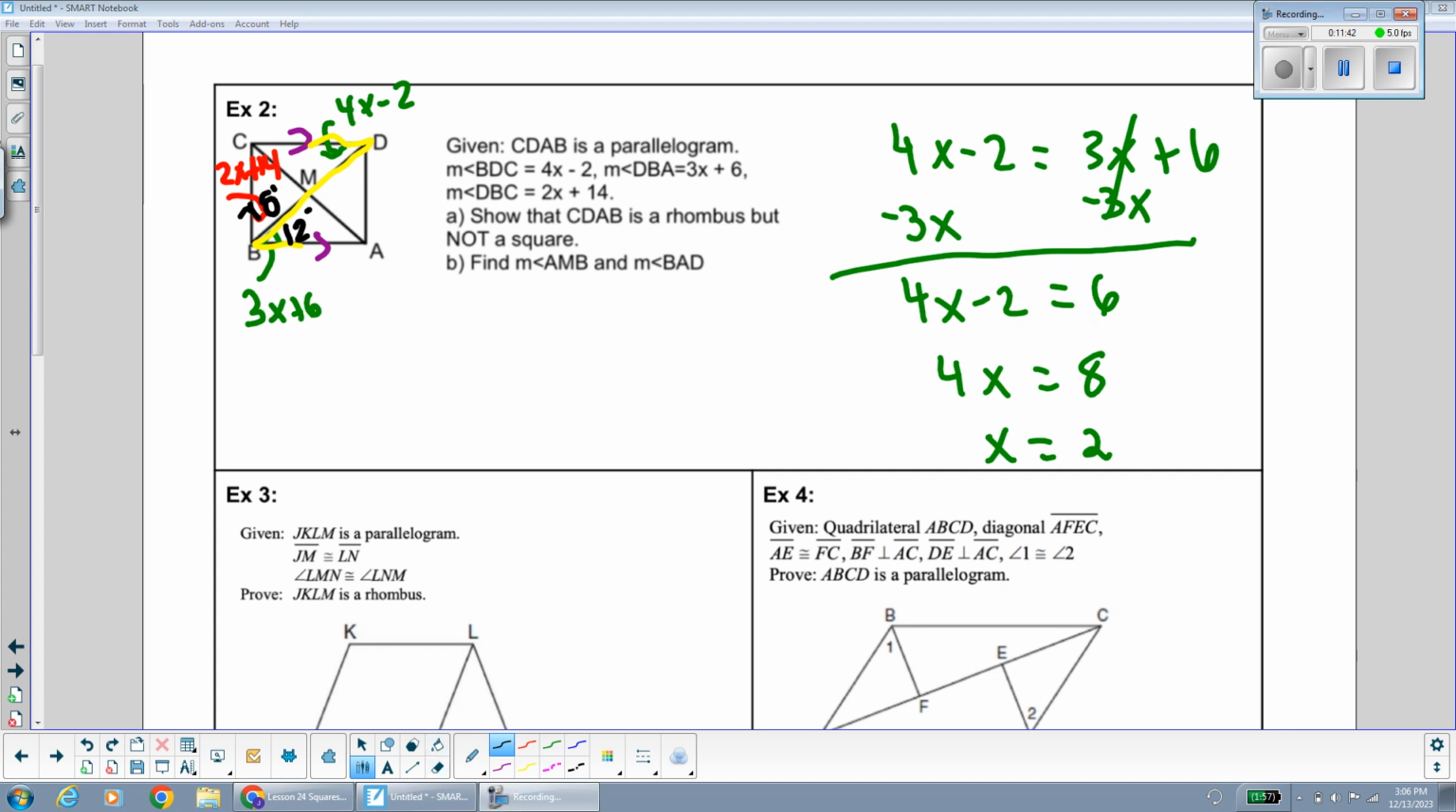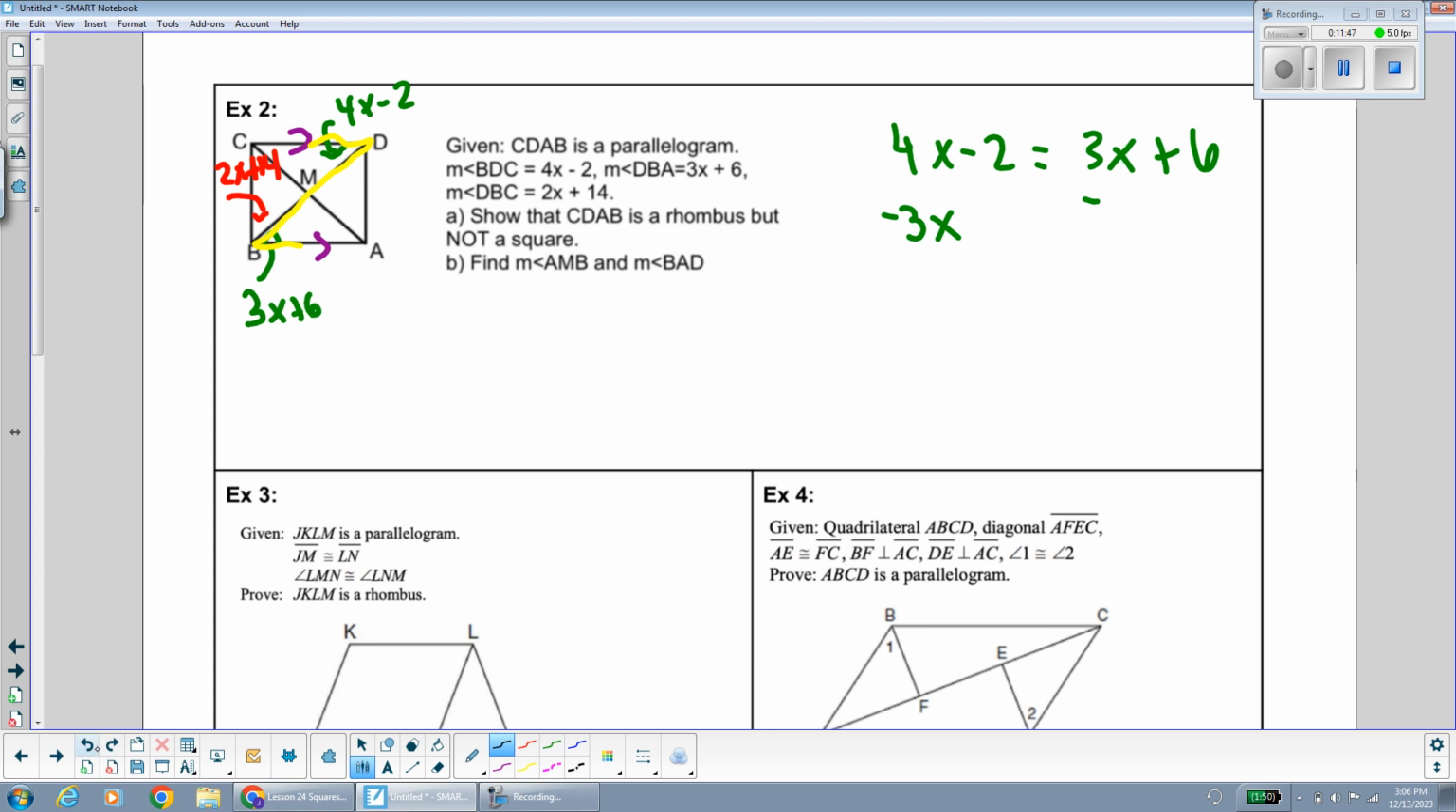Oops, I made a mistake. Let's backtrack. I made a mistake in my solving. Okay, let's go back. And sometimes that happens. It's the smallest things. So x minus 2 is equal to 6. So x is equal to 8. My bad. Sorry about that. So 8 times 3 is 24, plus 6 is 30. That's why I was wondering why those numbers were not working out correctly. 8 times 2 is 16, plus 14 is also 30 degrees.